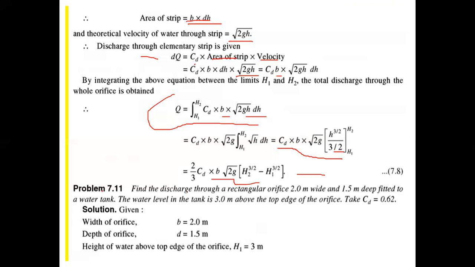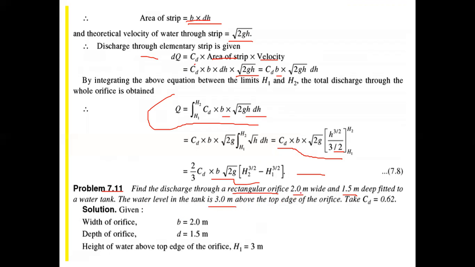Take the first problem under this large orifice. Find the discharge through the rectangular orifice. Before doing the problem, first see the question, what type of orifice is given, especially in Unit 4: rectangular orifice, circular orifice, or triangular orifice. Based on that only you have to do the problem. The rectangular orifice is 2 meters wide, 1.5 meters deep, fitted to a water tank. The water level in the tank is 3 meters above the top edge of the orifice. Take the CD value and find the discharge.